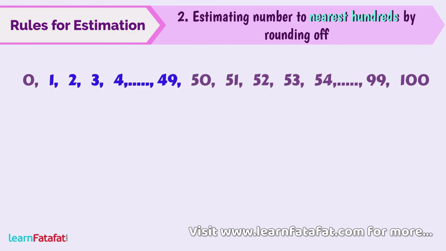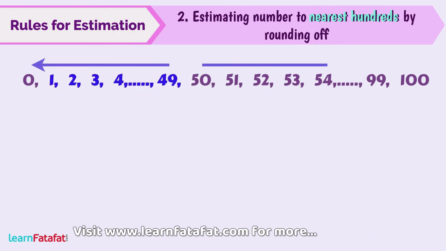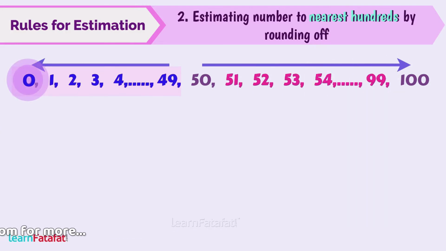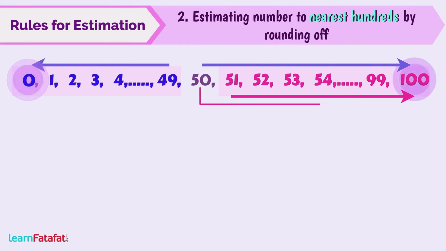Estimating number to nearest hundreds by rounding off. Numbers 1 to 49 are closer to 0 than to 100, so rounded off to 0. Numbers 51 to 99 are closer to 100 than to 0, so rounded off to 100. 50 is rounded off to nearest 100.